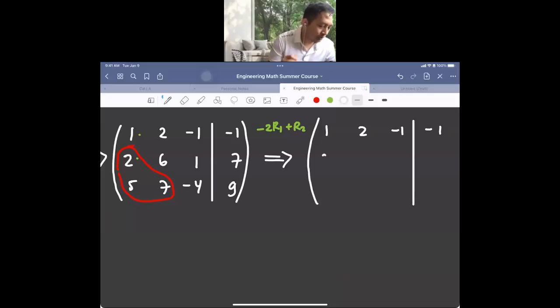Now the second row, I will use this operator. So 2 minus 2 is 0, and then 6 minus 4 is 2, and then 1 plus 2 is 3, and 7 plus 2 is 9, right?